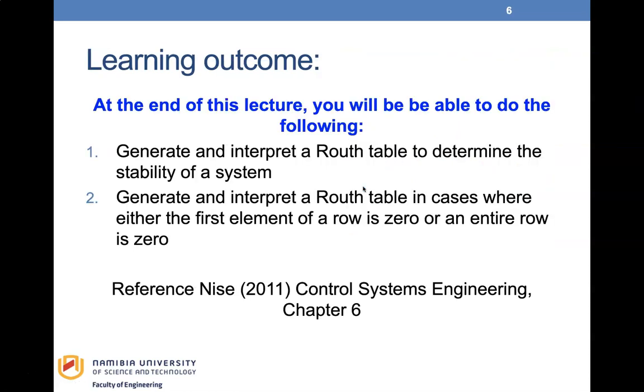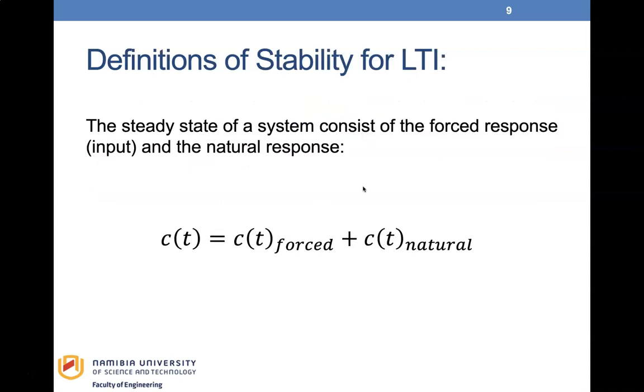The learning outcome for this lecture is the following. At the end, you should be able to generate and interpret a Routh table to determine the stability of a system, and to generate and interpret a Routh table in cases where either the first element of a row is 0 or an entire row is 0. You'll find these lectures in chapter 6 of your textbook, Control Systems Engineering.